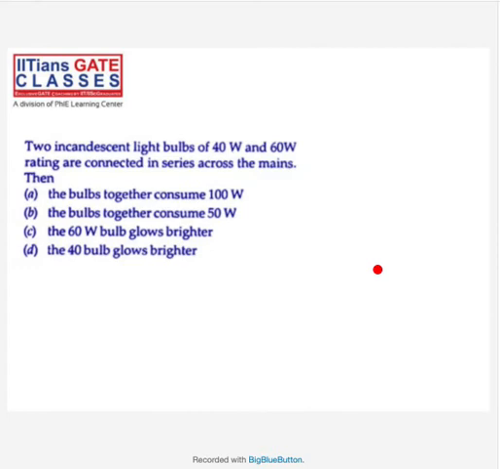You have to remember the brightness of a bulb depends upon the voltage. Brightness is proportional to the voltage actually. The brightness of a bulb depends upon the voltage applied. If you apply too much, the bulb filament will blow off.